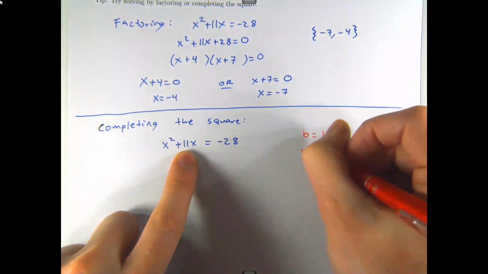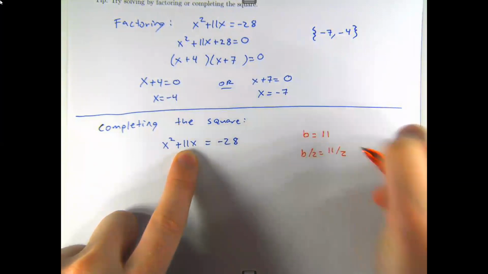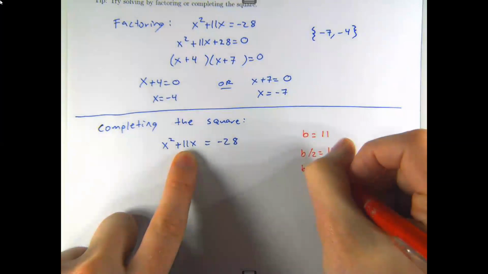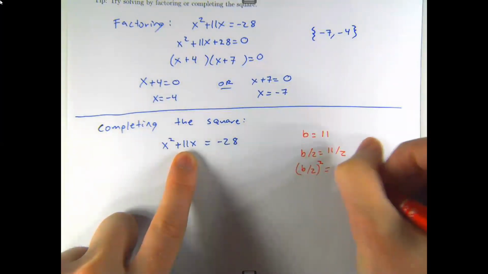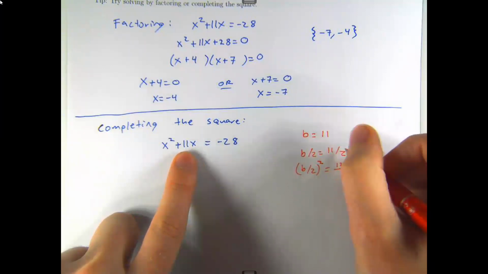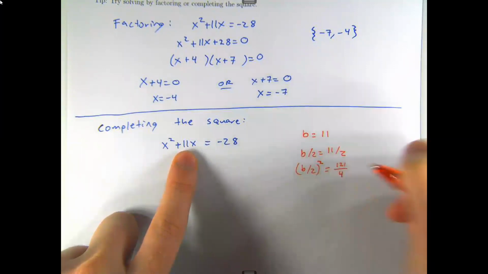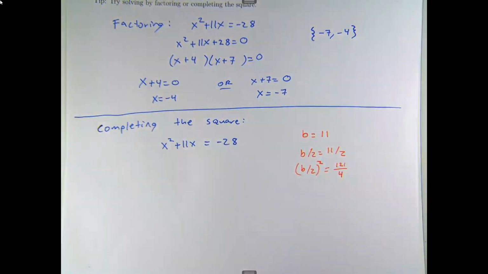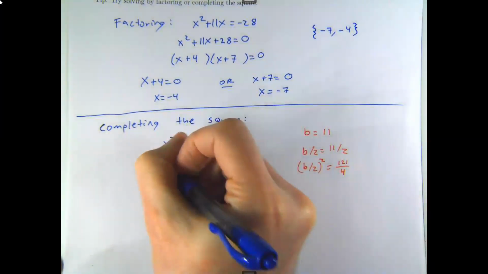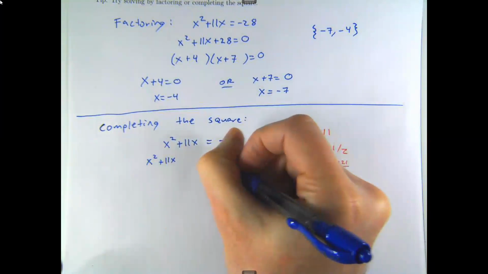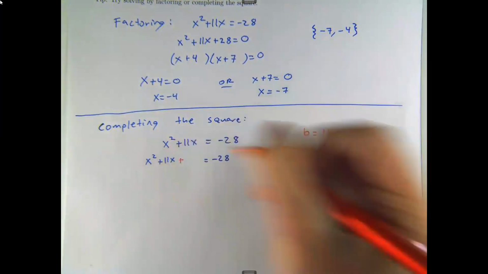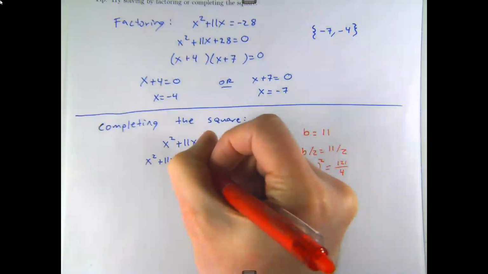This gives me a b over 2 of 11 over 2. I'm going to have some fractions here. That's okay. My b over 2 squared is going to be 11 squared, which is 121, over 2 squared, which is 4. So I'm going to take this x squared plus 11x and this negative 28, and to both sides of the equation, I'm going to add this 121 over 4 value.